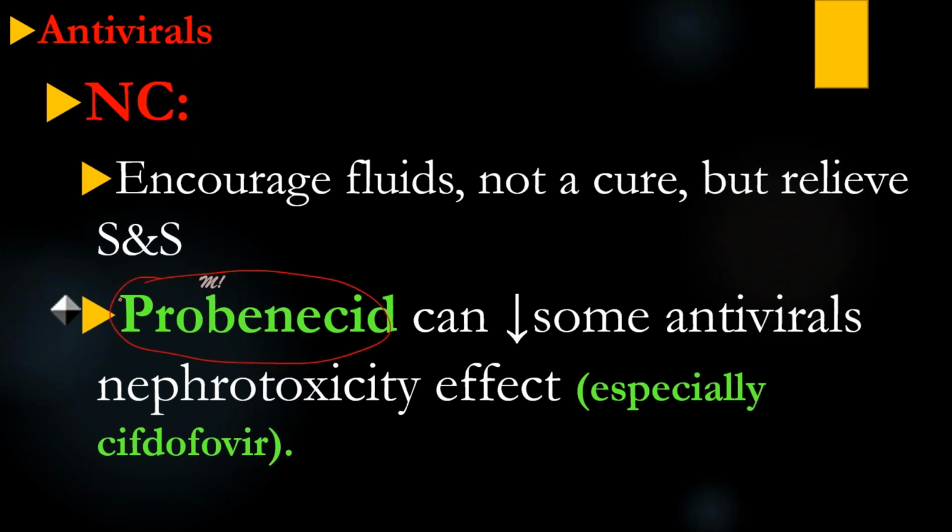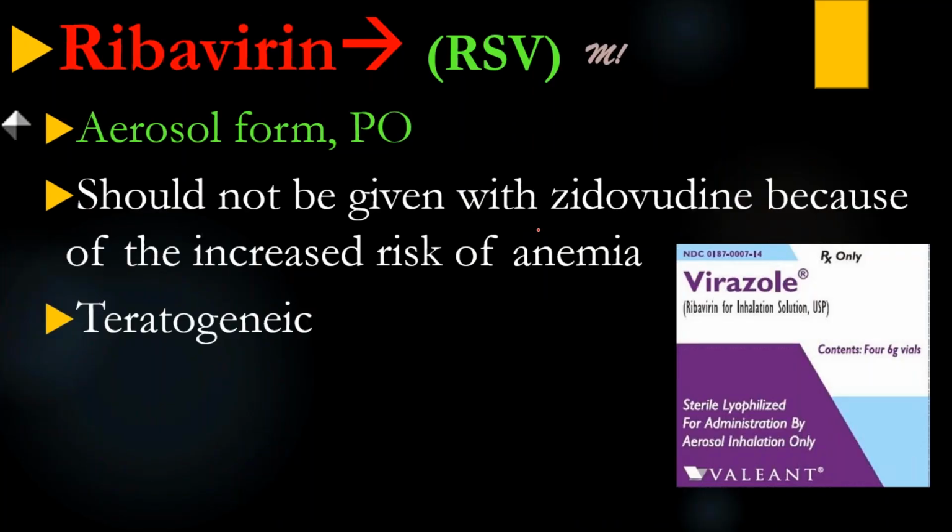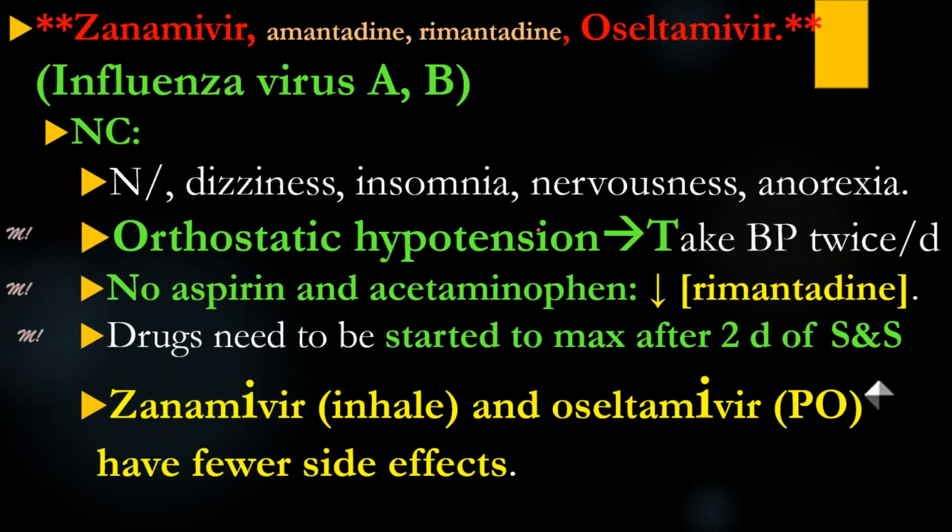Probenecid is used with many medications in order to decrease the nephrotoxicity. It's a nephroprotector, kidney protector. Okay, ribavirin for RSV, respiratory syncytial viral infection. It mostly happens in kids less than 2 years old, so the aerosol form is a very good route. For the influenza virus, we have amantadine, zanamivir, and oseltamivir. Okay, so those are the mivirs. Those are for the influenza virus.